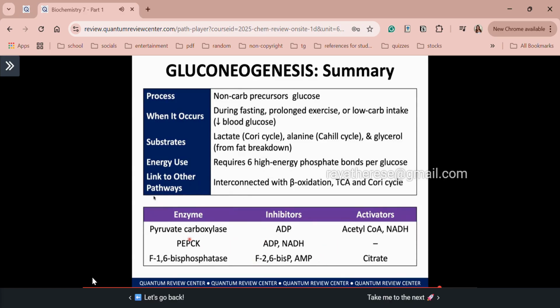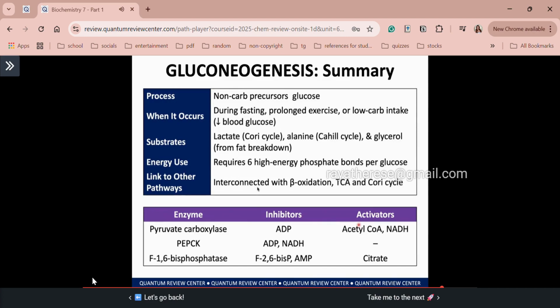ADP for pyruvate carboxylase, ADP and NADH, an electron carrier, for phosphoenolpyruvate carboxykinase, and fructose 2,6-bisphosphate and AMP for fructose 1,6-bisphosphatase, they are all deficient in energy. Because again, when your cells are deficient in energy, it is unfavorable to do gluconeogenesis kasi nga energetically expensive siya. So of course, the glucose production will come from other alternative metabolic pathways na hindi energetically expensive. On the other hand, with our activators, these are energy-rich molecules.